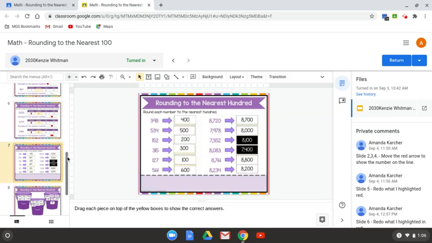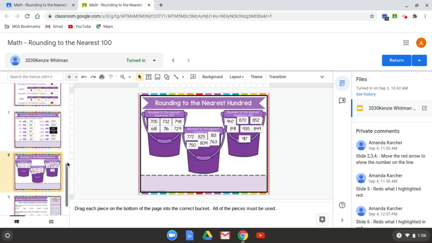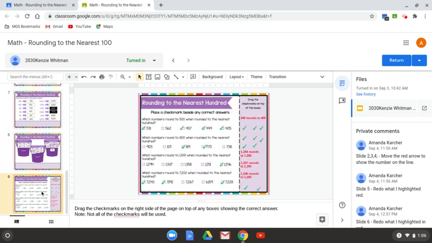Slide 7 looks great, except these two, I could not highlight those in red, so those are highlighted in black. I want you to rethink those. All of your buckets look wonderful. And then on the last slide, there were a few that I wanted you to relook at, okay? So which numbers would round to 500?